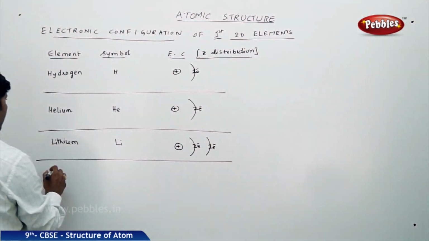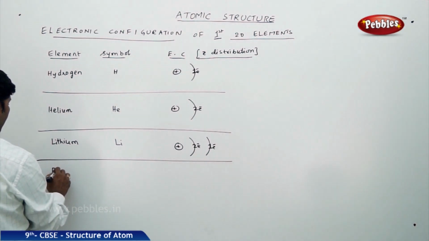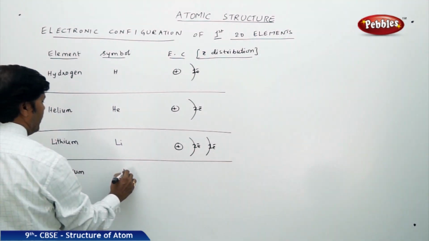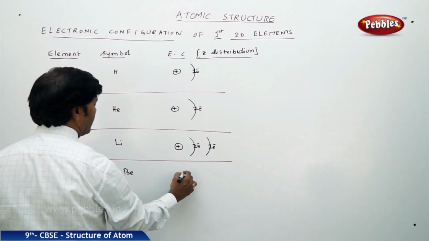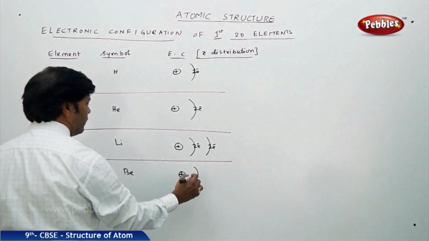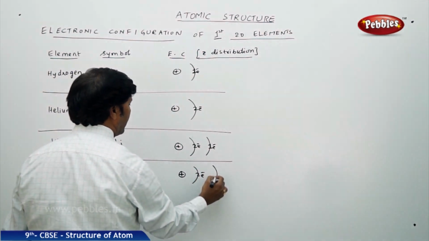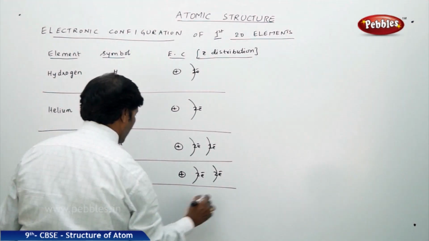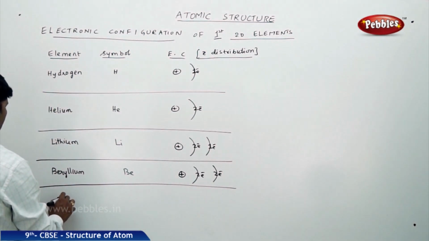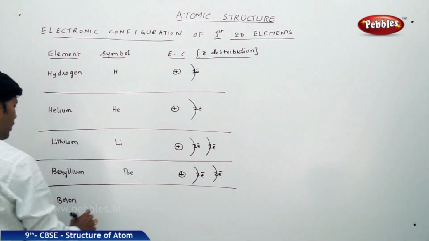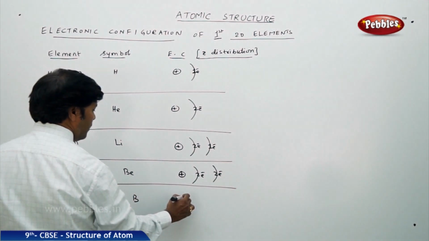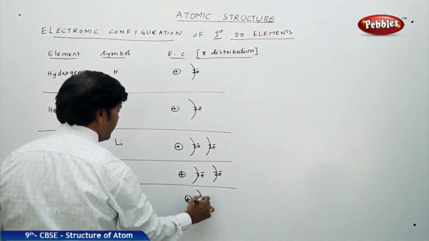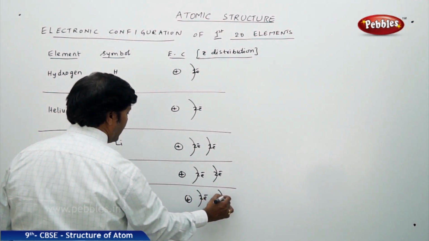Go for beryllium. Symbol is Be. Nucleus, first shell 2 electrons, second shell again 2 electrons. Go for boron. Symbol is B. This is the nucleus, first shell 2 electrons, next shell 3 electrons.